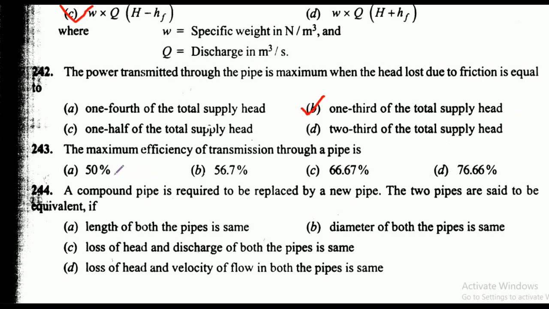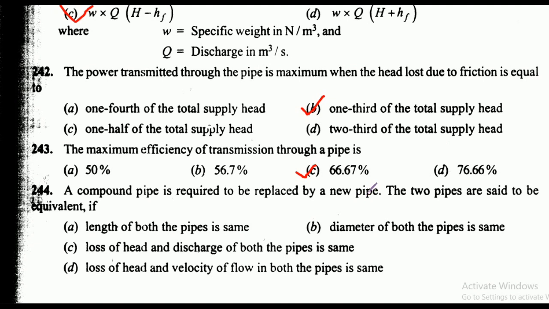Next is the maximum efficiency of transmission through a pipe is. Options are 50%, 56.7%, and option C is 66.67%. Option D is 76.66%. So here friends, correct answer is option C, that is 66.67%.